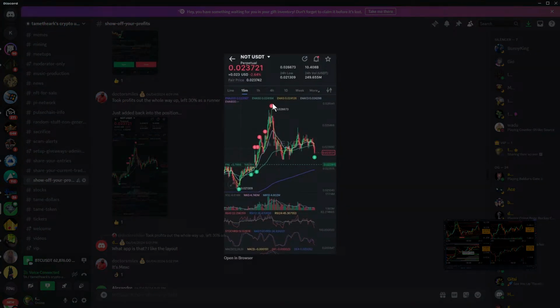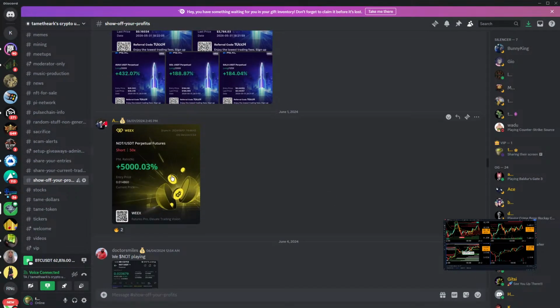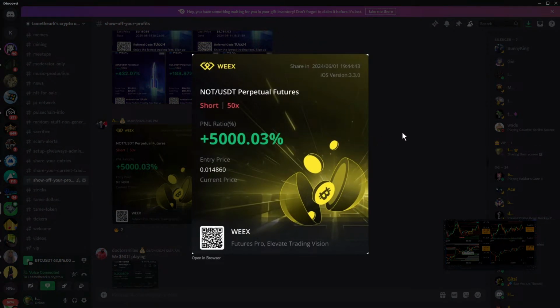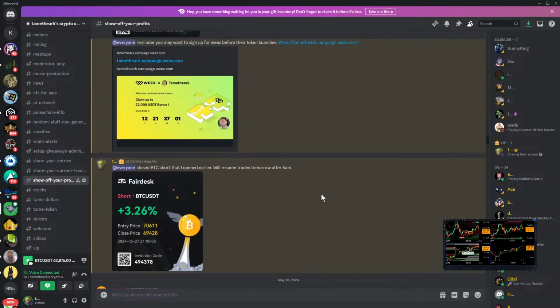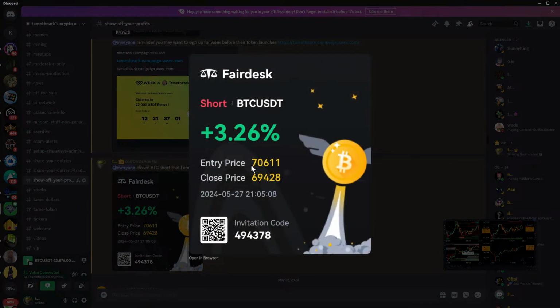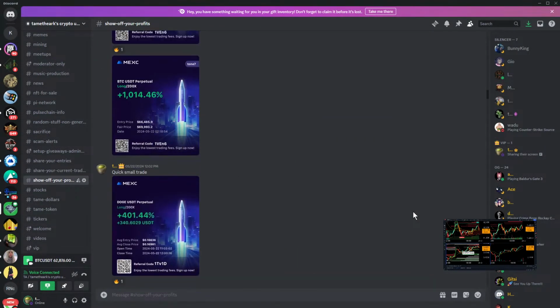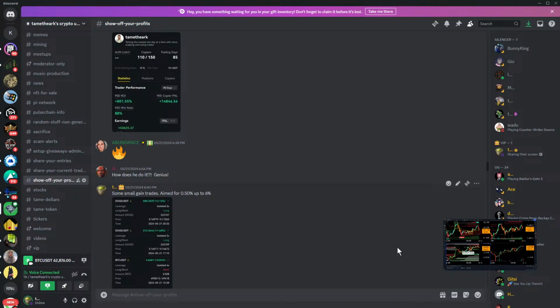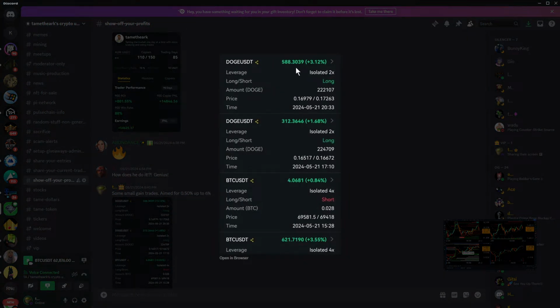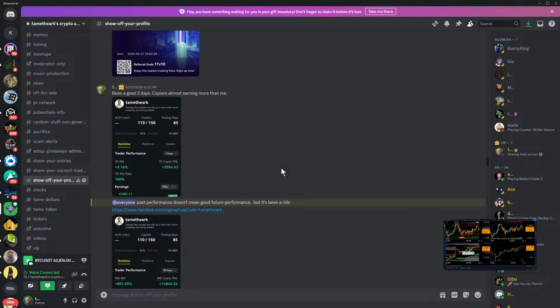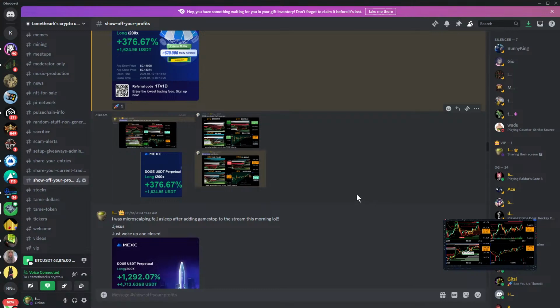Dr. Smile showing his chart where he sold and where he bought on spot, I believe. Another 5,000% on a short. So my fair desk copy trade. Bitcoin entry at 70,611. Took quick profits, $69,400 and something. Did a Doge long for 400%, made $147 for this trade. So lots of us, this Discord just goes up. These are all some short-term trades as well. $588, $312, $4, $21. Just a bunch of small trades.